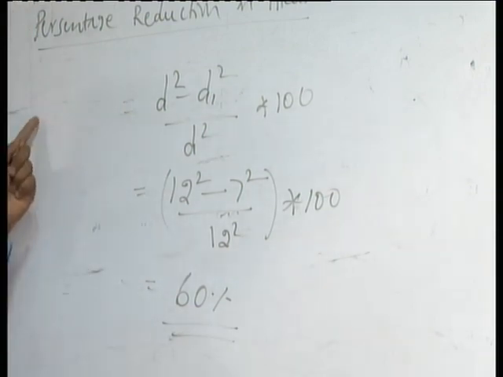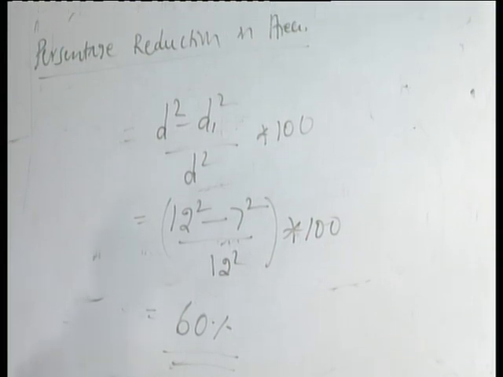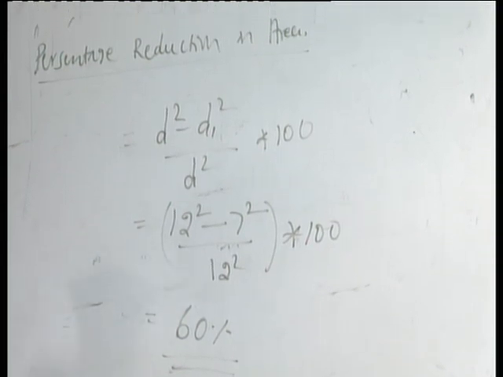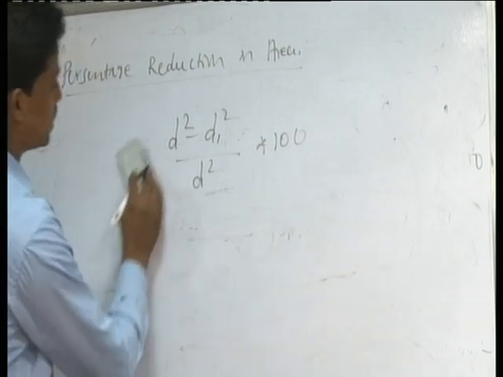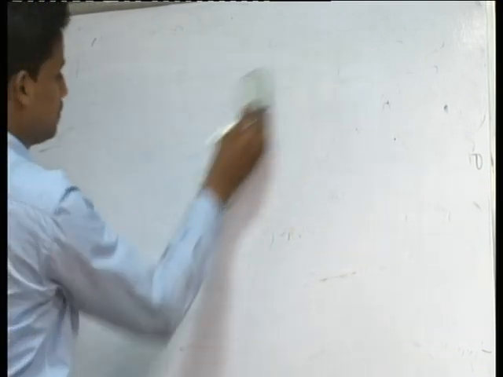We calculated the yield stress, that is the stress corresponding to the yield load. Again in the second step, we calculated the ultimate stress, which is the stress corresponding to the ultimate load. Again we calculated the percentage reduction in length and the percentage reduction in area. And let us discuss our second problem.